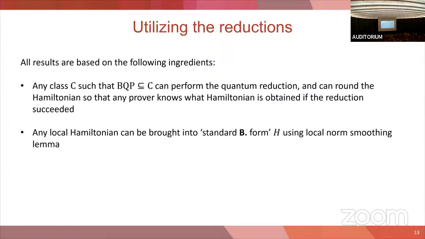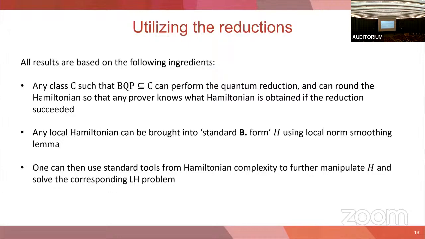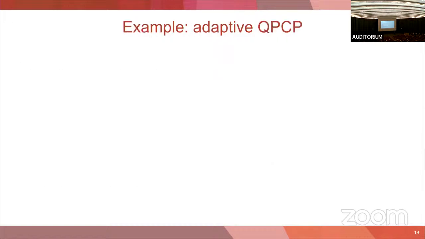Then any local Hamiltonian, through local norm smoothing, can be brought into the standard B form using the lemma I just showed you before. And then one can use the standard tools or generalizations of standard tools from Hamiltonian complexity theory to solve the corresponding local Hamiltonian problem or manipulate H before you can actually solve it. So let me give two examples of why this is useful here.